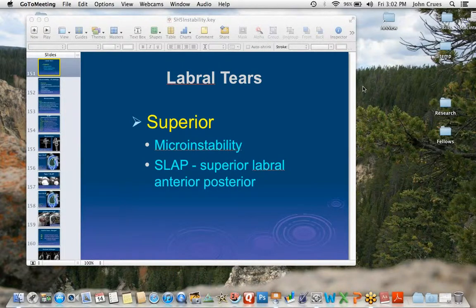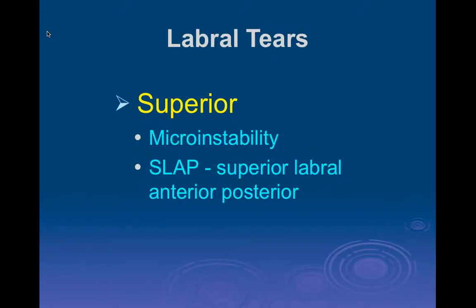Okay, we're going to continue with labral tears, and we're going to go to the superior part of the joint space now and talk about what some people call micro instability, which are tears really in the superior labrum, anterior superior portion of the joint space. And the one that's gotten the most press is the SLAP tear, superior labral anterior posterior, a term that comes from Steve Snyder, a paper in Arthroscopy in the early 1990s, who Yuri works with over in the Valley.